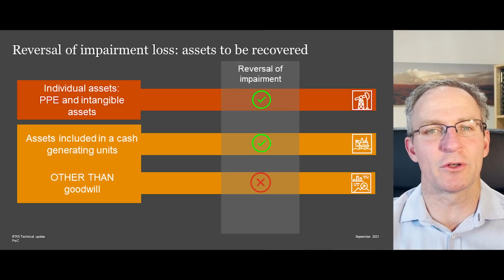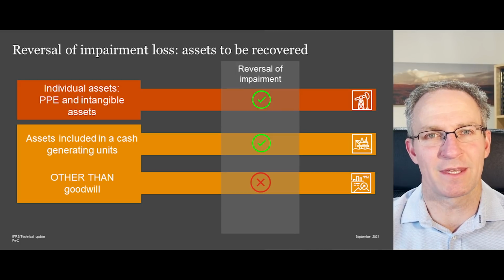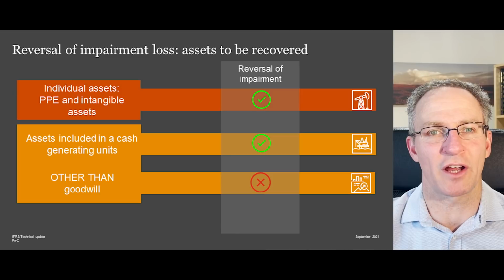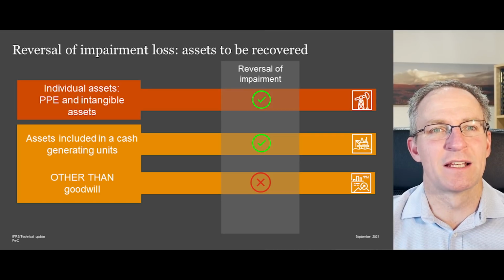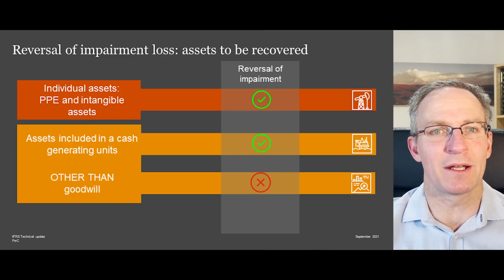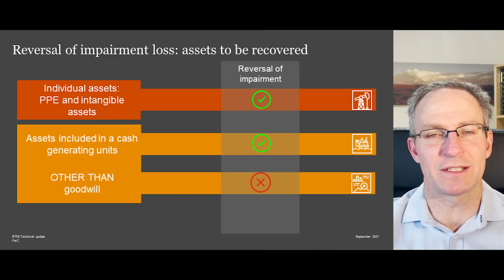Looking for indicators of reversal will require judgment. If there are any indicators of reversal, the entity needs to recalculate the recoverable amount of the asset. There is an exception for goodwill. IAS 36 states that impairments of goodwill are not permitted to be reversed in any circumstances. Subsequent increases in the recoverable amount of goodwill are likely to be an increase in internally generated goodwill, and the recognition of internally generated goodwill is prohibited by the standards.